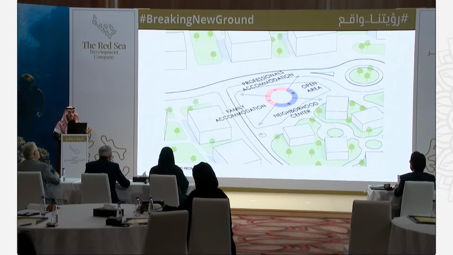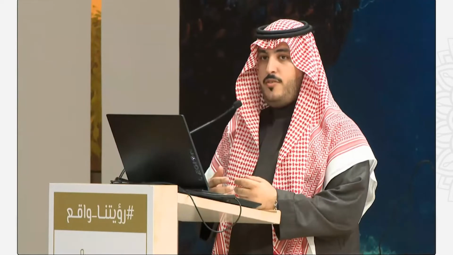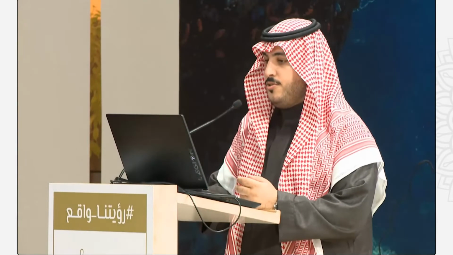These are the views to the outside from the project. We have 2 positive views. The first one is to the neighborhood center, and the other one, there is a relatively open large area on this side. So I have made use of the roof as a terrace to maximize the views towards the desired directions.